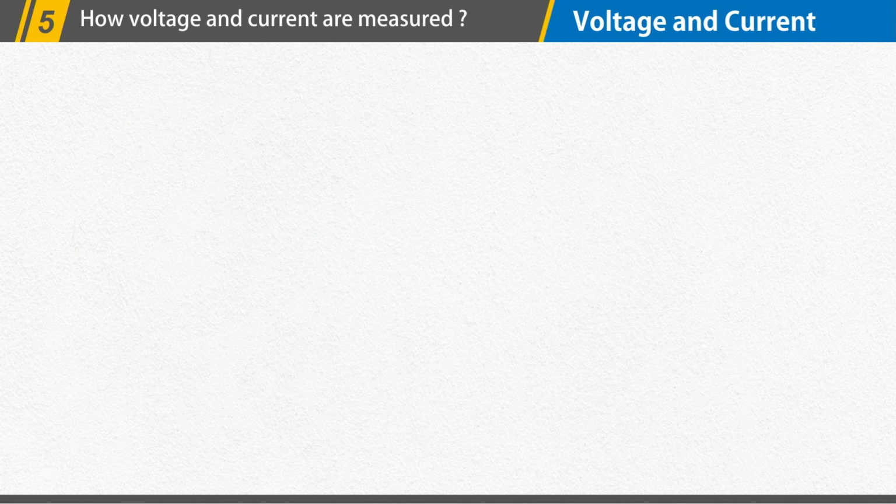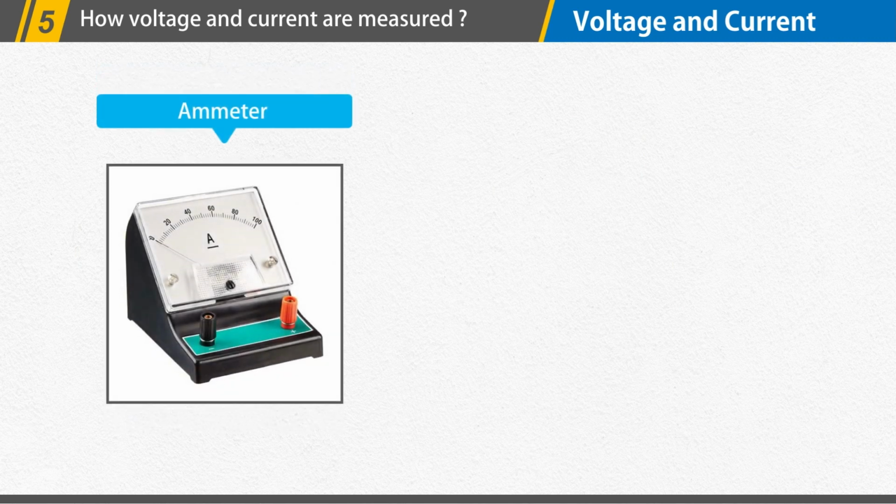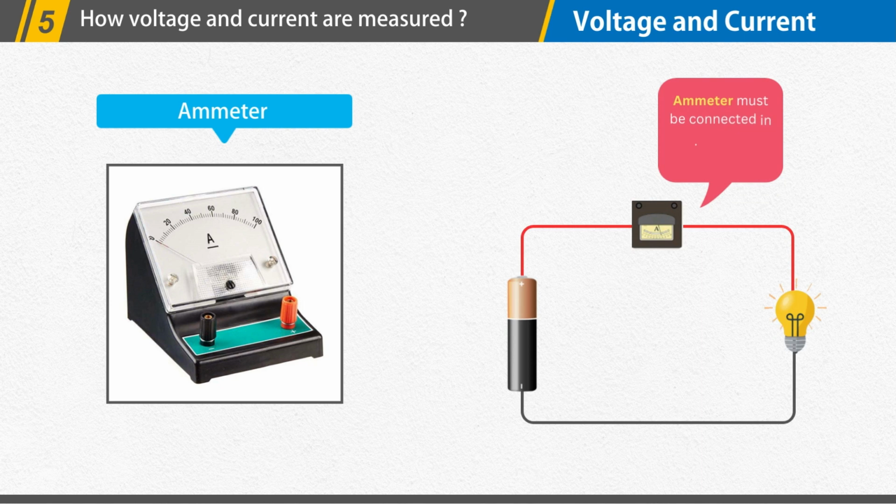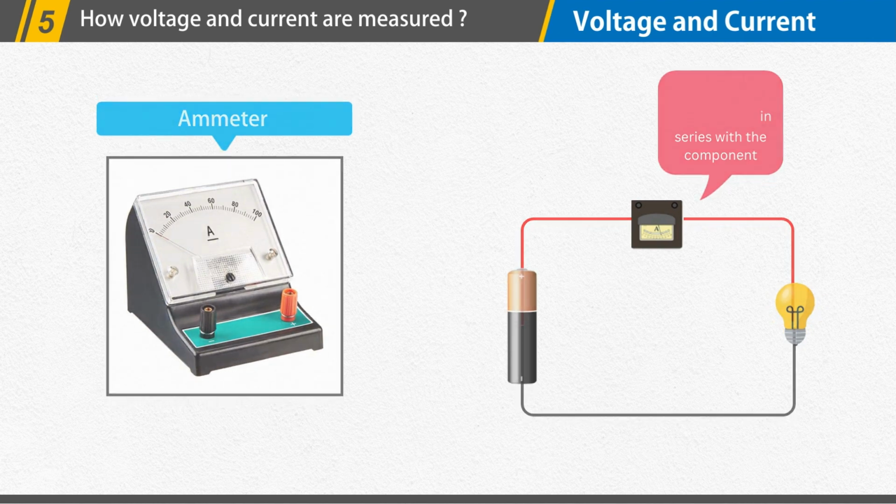How to measure current? Current is typically measured using an ammeter, which is a device that is designed to measure the flow of electric current in a circuit. In order to measure current, the ammeter must be inserted into the circuit in series with the component being measured. This means that the current flows through the ammeter, and the ammeter measures the amount of current flowing through it.